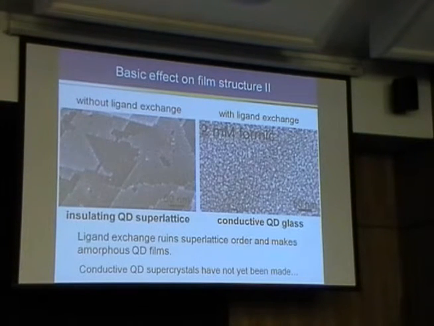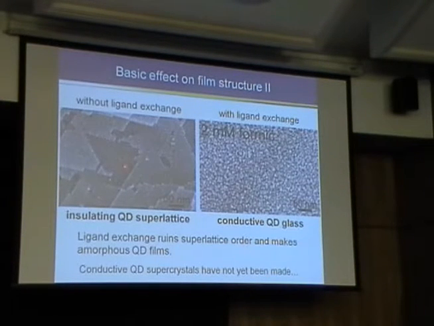But they are also electrically insulated. Right? They will not conduct current because of the presence of the oleate. Anytime we do a ligand exchange, no matter how we do it so far, we end up destroying the superlattice order of that original film and producing something that's conductive, yes, but also amorphous or glass-like. So we make conductive glassy films after ligand exchange.